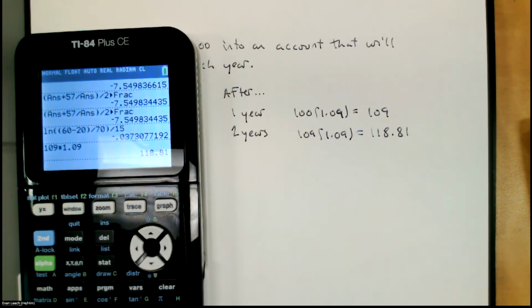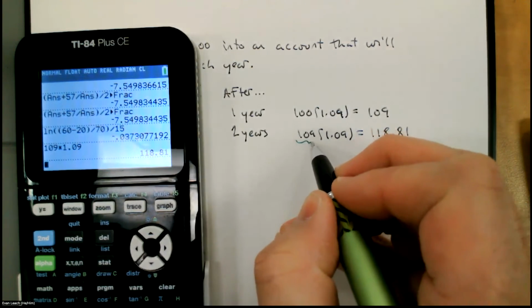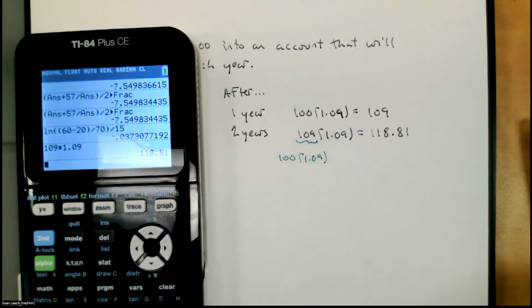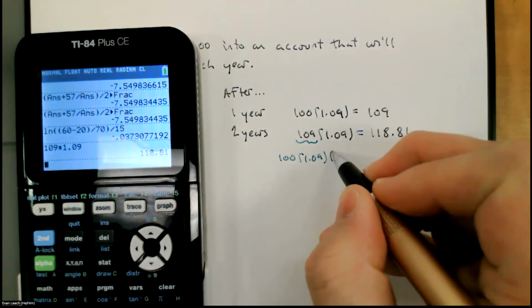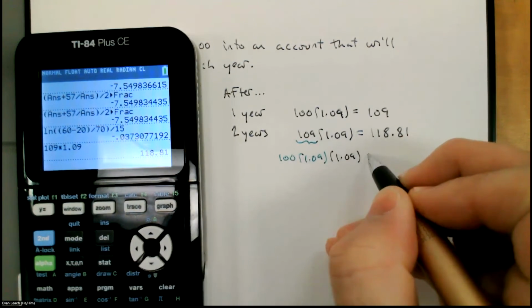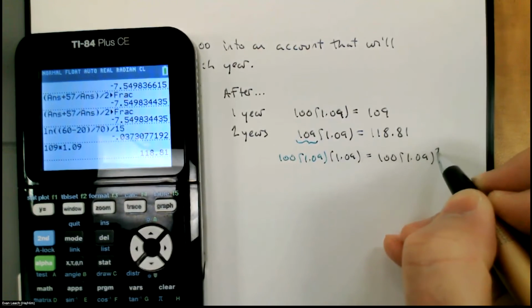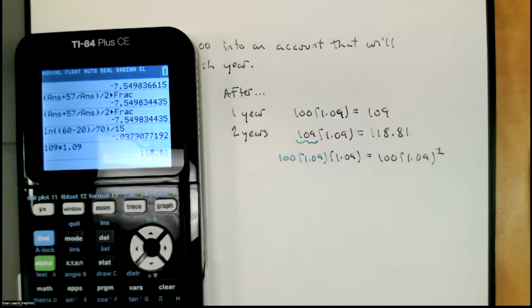But this is not how we want to read what's going on here. If I want to know what's going on after 10 years, I don't want to have to multiply all 10 products. I want to read this 109 as 100 times 1.09 once. This 109 came from 100 times 1.09. And then we multiplied by 1.09 again. So what we're looking at is 100 times 1.09 twice, because that's what exponents mean.